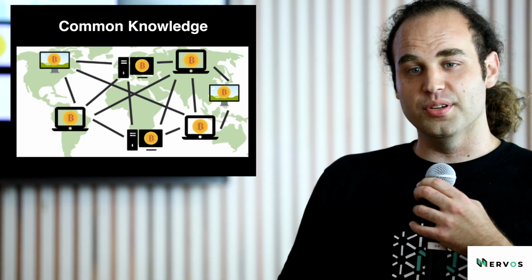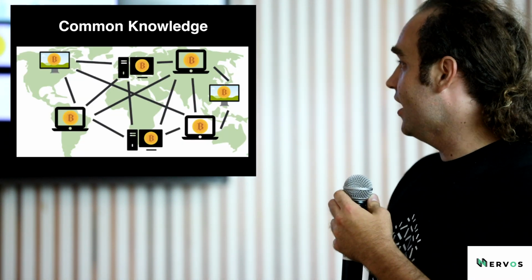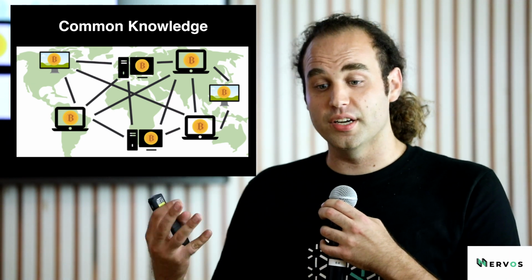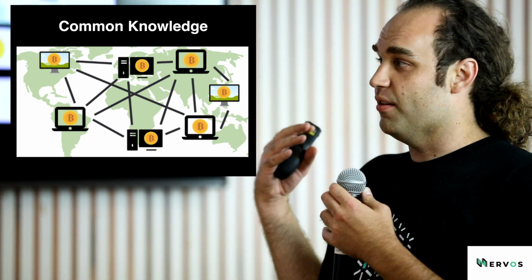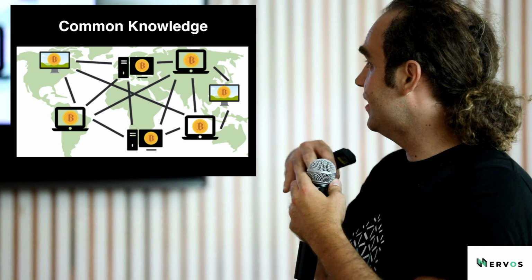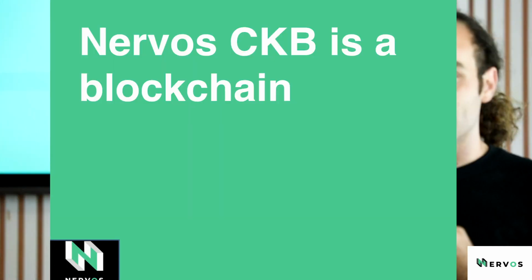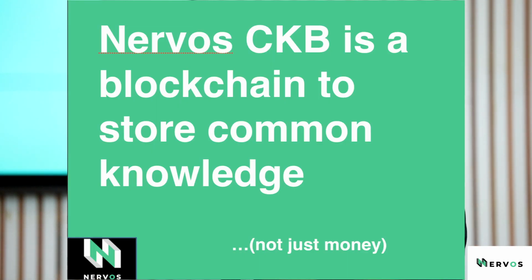So common knowledge in a Bitcoin context is all of the balances and transactions, everything that's happened. Everyone in the network knows that everyone else knows the same information. So we can all treat that as money. So Nervos CKB is a blockchain. Nervos CKB is a blockchain to store common knowledge. So this means not just money.